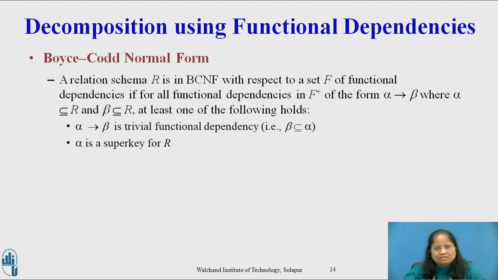BCNF. A relation schema R is in BCNF with respect to a set F of functional dependencies if for all functional dependencies in F plus of the form alpha functionally determines beta, where alpha and beta are subsets of R, at least one of the following holds. First, alpha functionally determines beta is a trivial functional dependency. Second, alpha is a superkey of R.